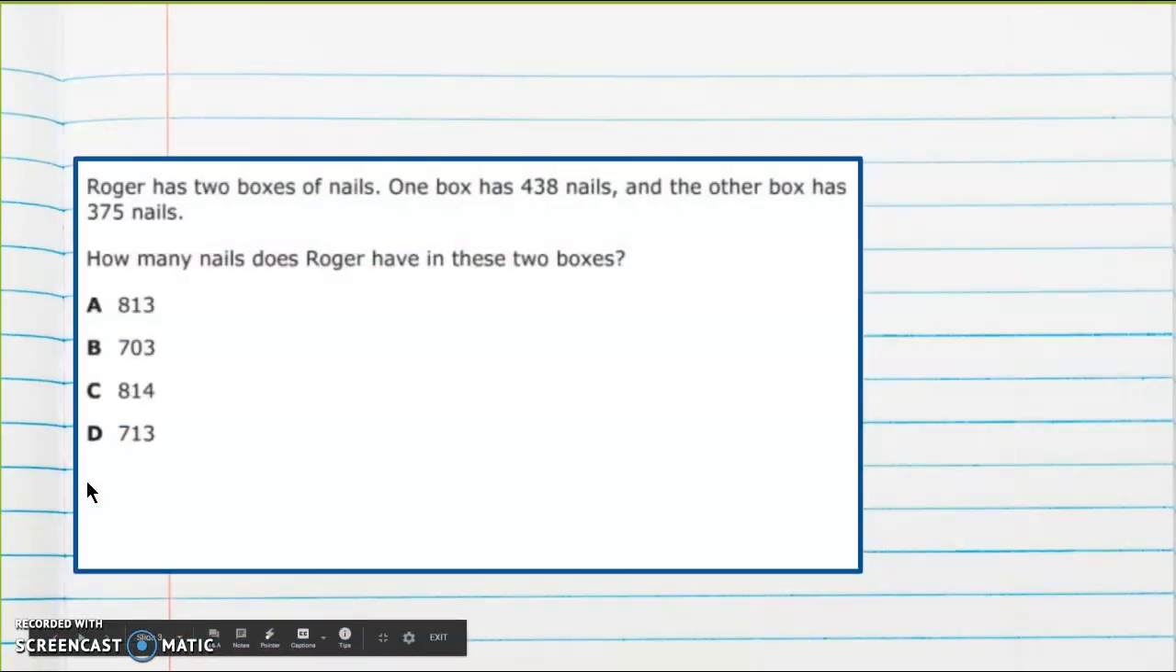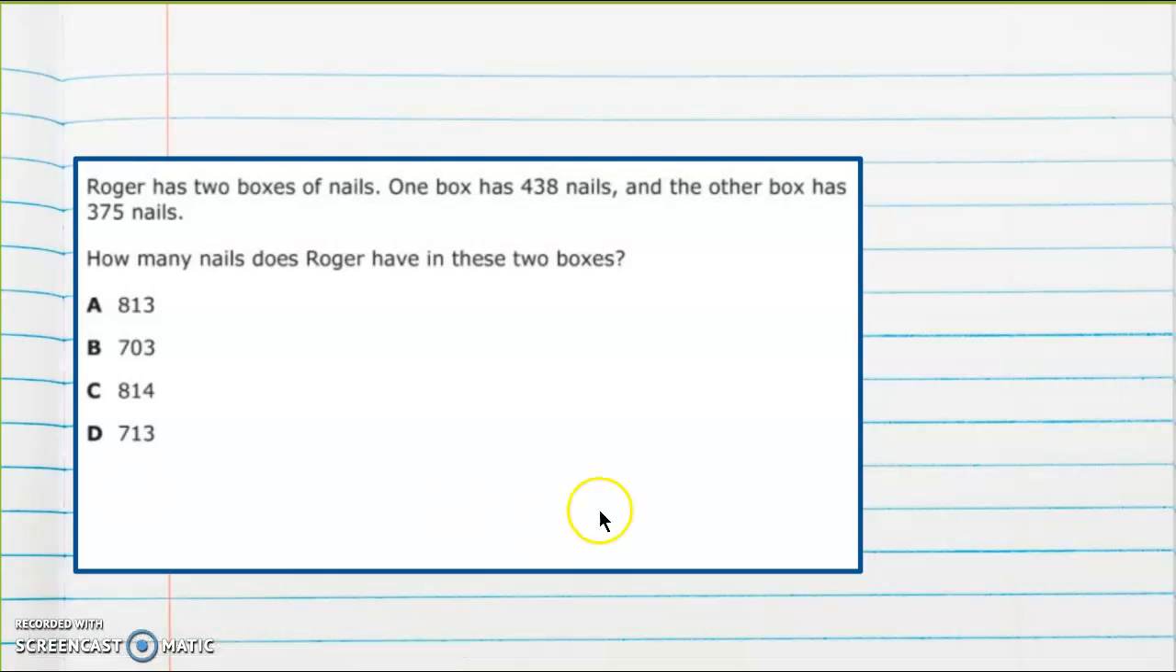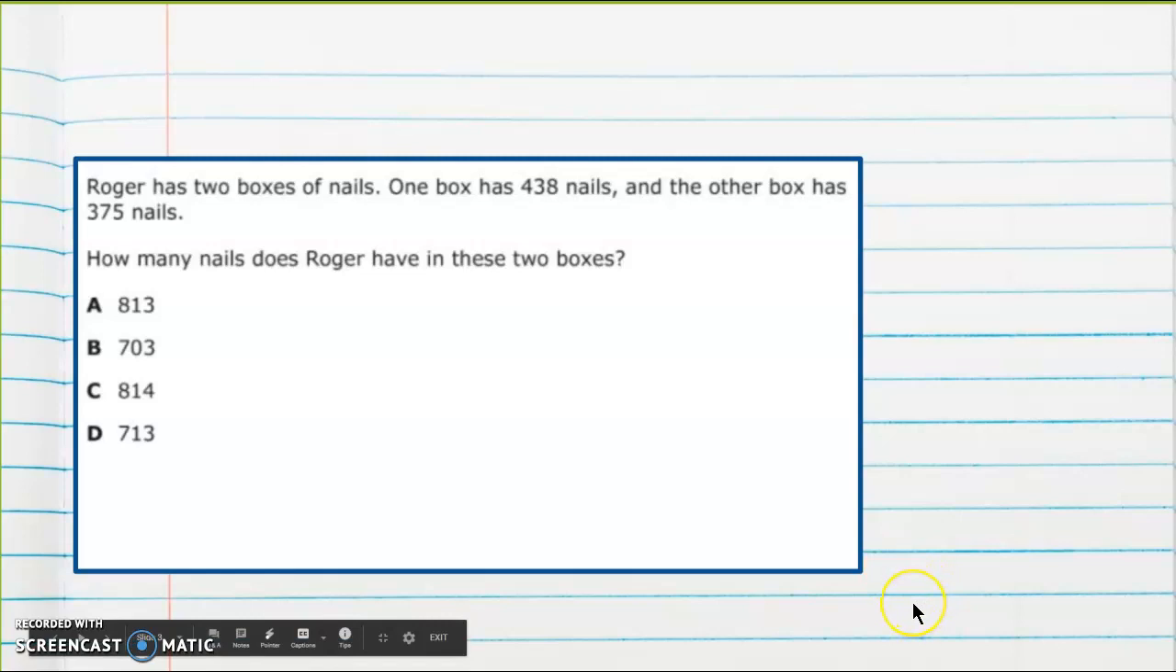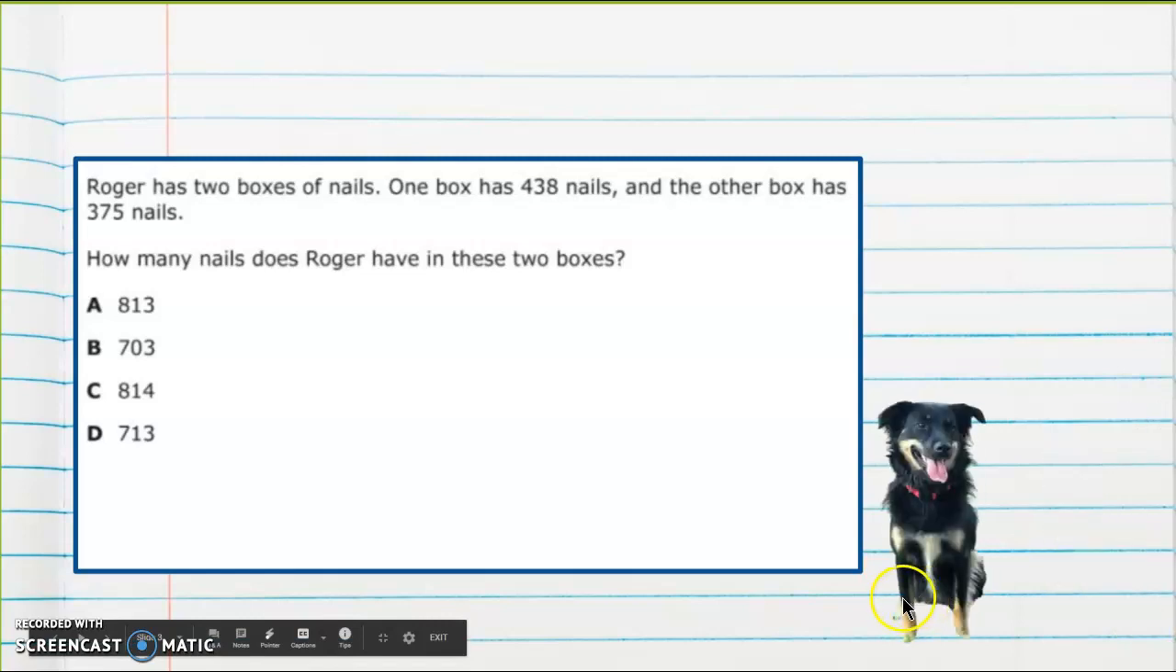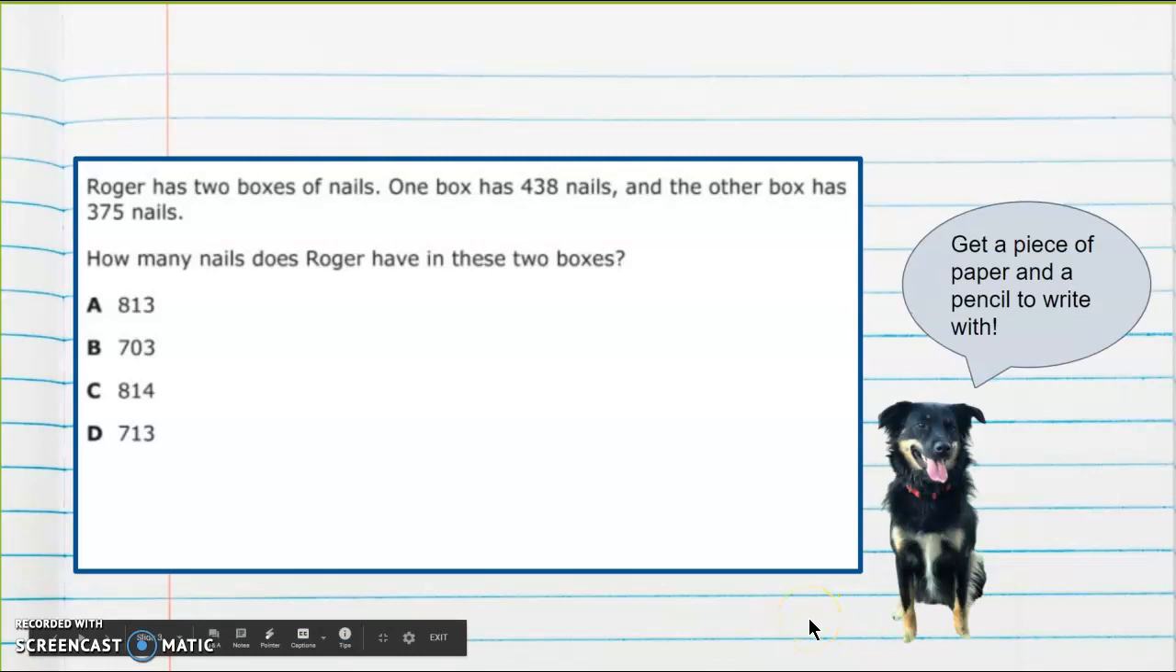Let's go ahead and move into our question. Before we get started with our question though, Addie has something that she would like to remind you guys. Please remember to get a piece of paper and a pencil to write with. So if you do not have a piece of paper and a pencil, go ahead and pause the video now and go grab that, because I want you to work through this problem with us. Let's go ahead and get started.